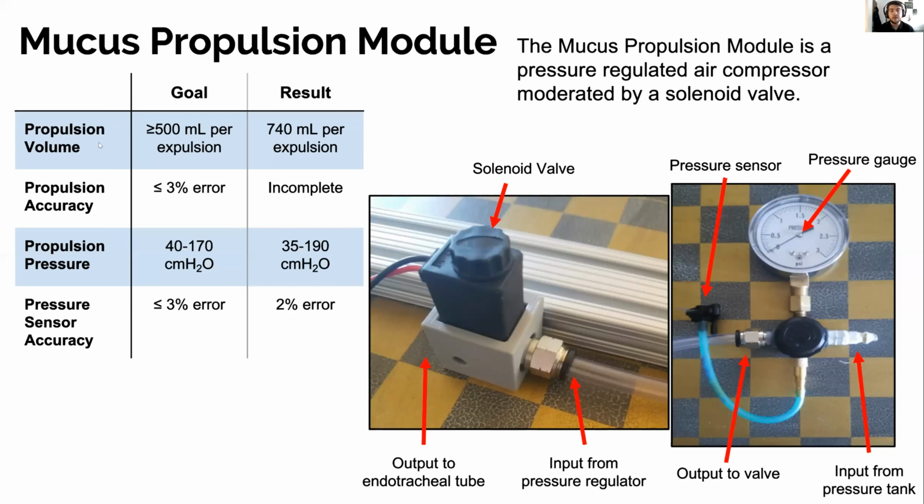First, the MPM must be able to simulate the air volume of a human cough, which was specified to be larger than 500 milliliters per expulsion. Our solution can expel air at volumes up to 740 milliliters per expulsion.